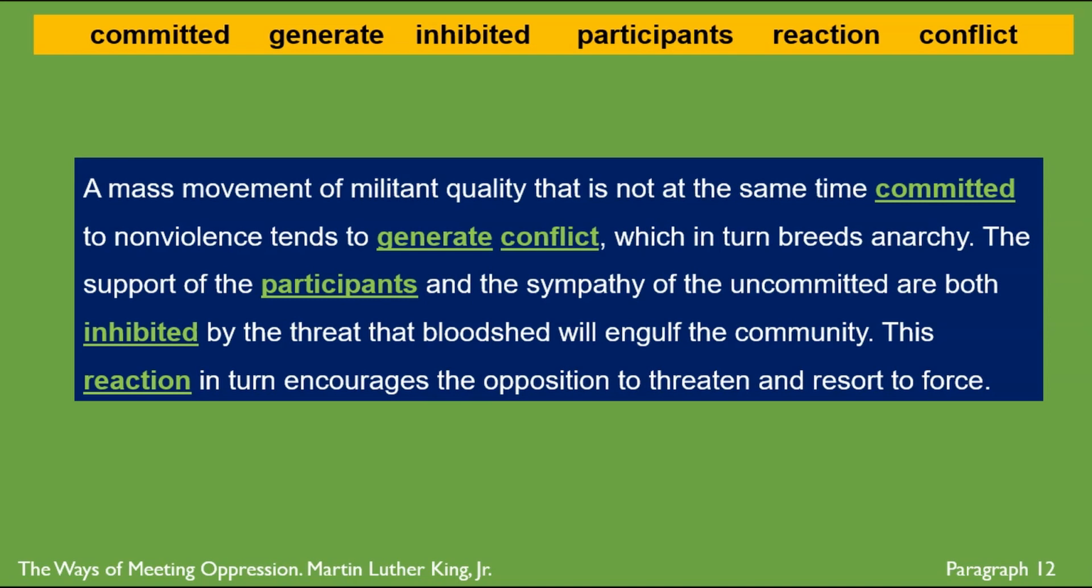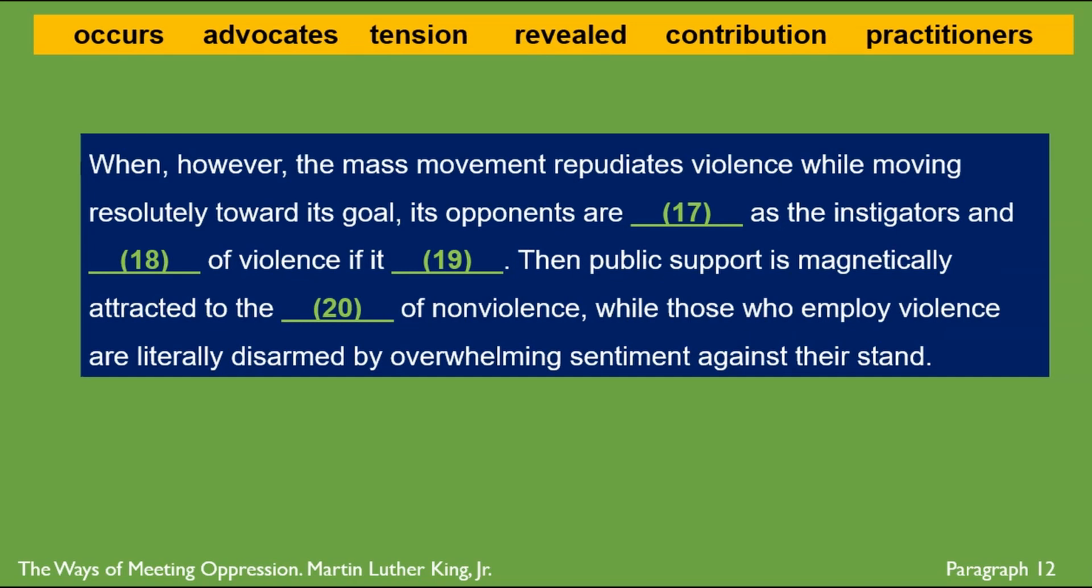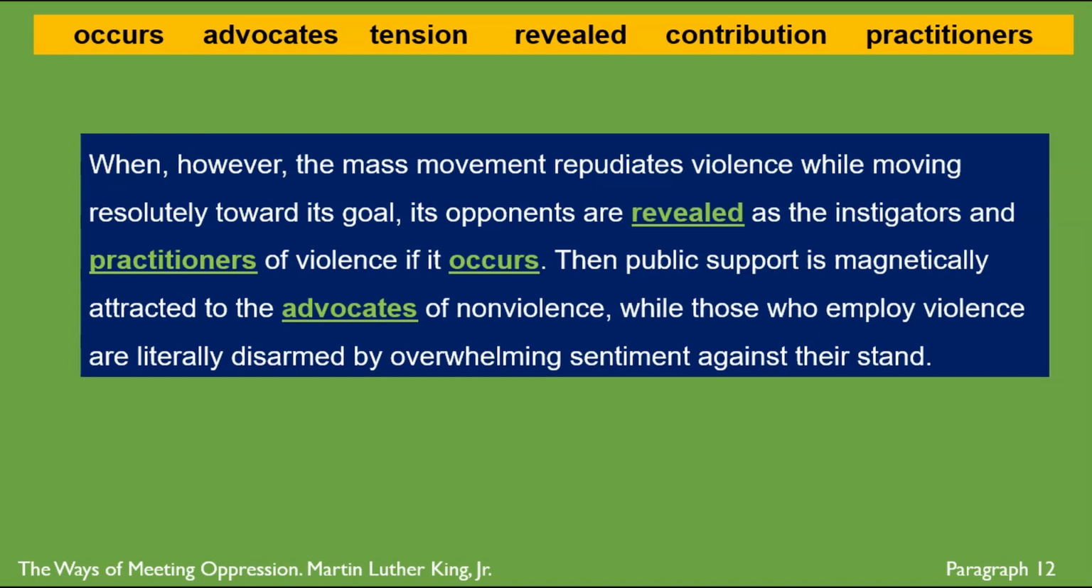And now our last paragraph from Martin Luther King's essay. We have 4 missing words here. Your choices are occurs, advocates, tension, revealed, contribution, practitioners. So read and make your choices. And the answers for this one are revealed, practitioners, occurs, and advocates.